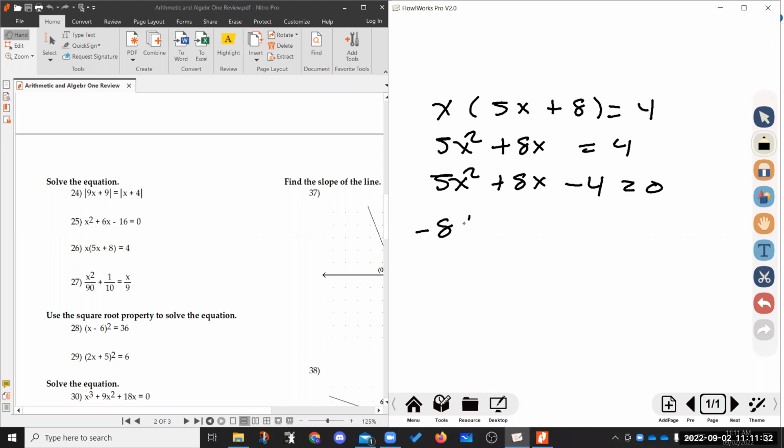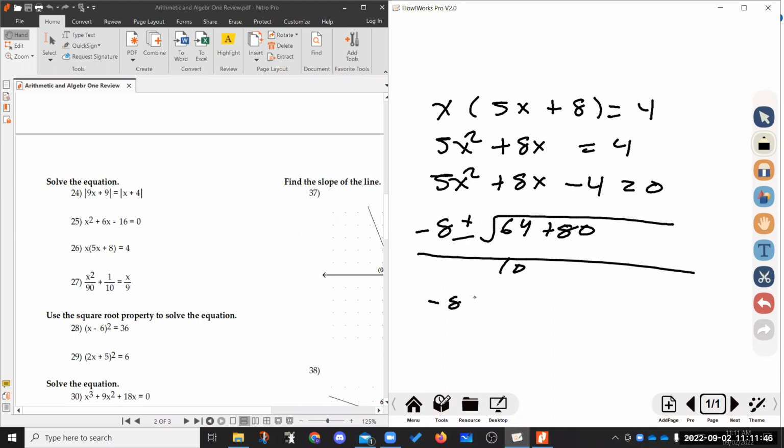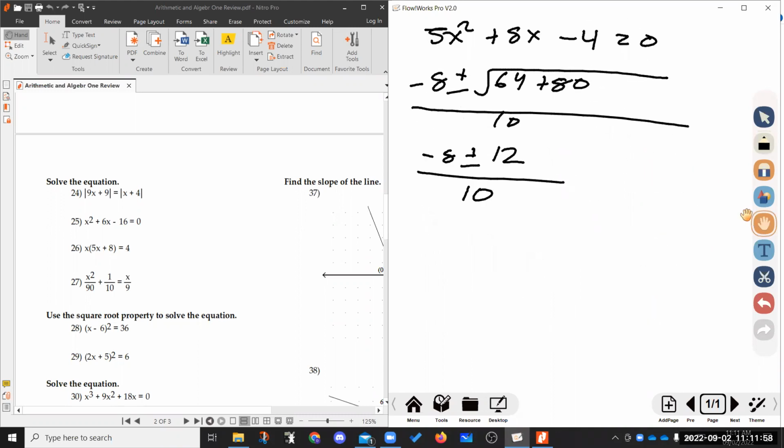So it's going to be negative b plus or minus the square root of b squared minus 4ac. So that's going to be plus 80, over 2a is 10. Negative 8 plus or minus the square root of 144 is going to be 12 over 10. So this is going to be equal to negative 8 plus 12, which is 4 over 10, or negative 8 minus 12, that's going to be negative 20 over 10. x is equal to 2/5, or negative 2.